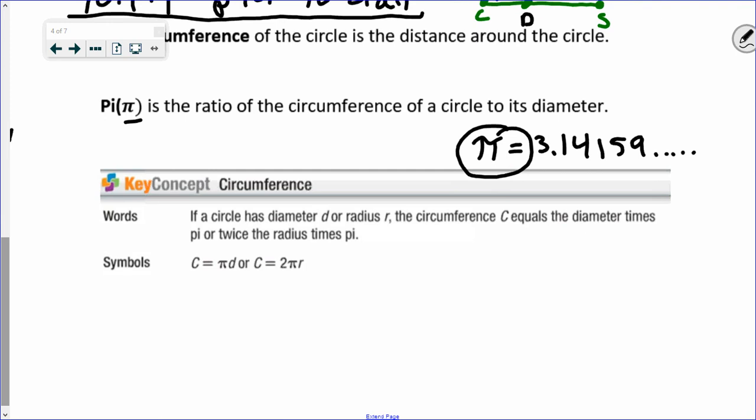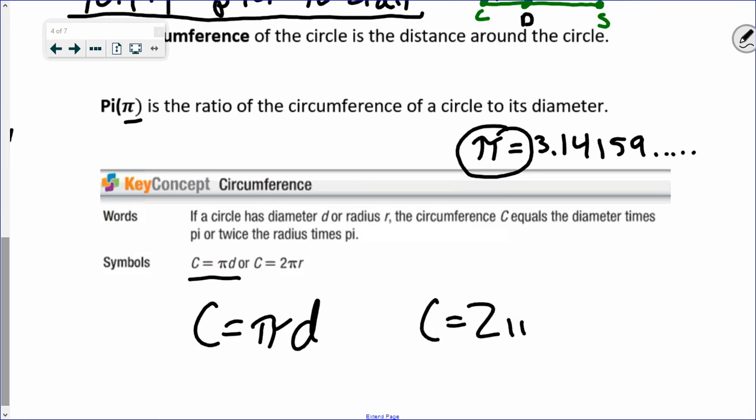And why? Well, when we talk about circumference, if a circle has diameter d or radius r, the circumference equals the diameter times pi. C equals pi times diameter. Or you can use, of course, diameter is just 2 times the radius, so you could also use 2 pi r. Alright, so either one works, of course. If you have the diameter, you can find the radius. If you have the radius, you can find the diameter. So either formula works here.